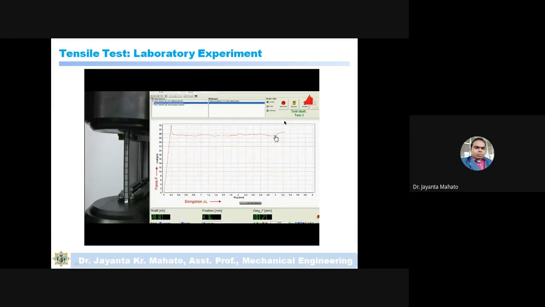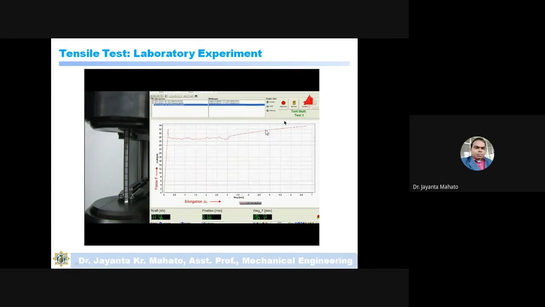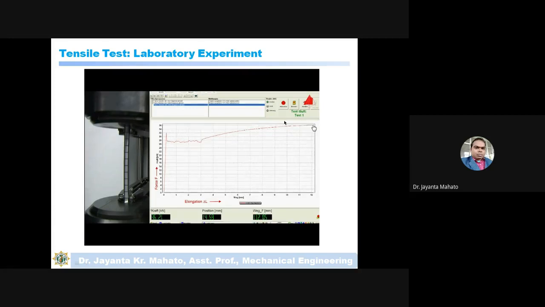Now what happened? The material gets strain hardened from here, and as the material gets strain hardened, more and more load or stress is required to elongate it. See here the load is increasing, and the position is also increasing, which means the material is getting elongated.